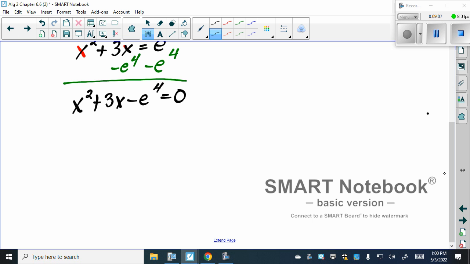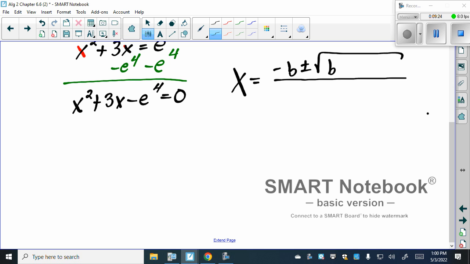Well, do we know how to factor this here? Well, no. E to the 4th is a number, but it's not a rational number. So most likely our solutions are not going to be factorable or graphable. So we'll have to use the quadratic formula.